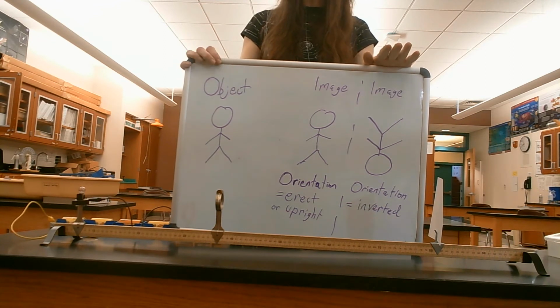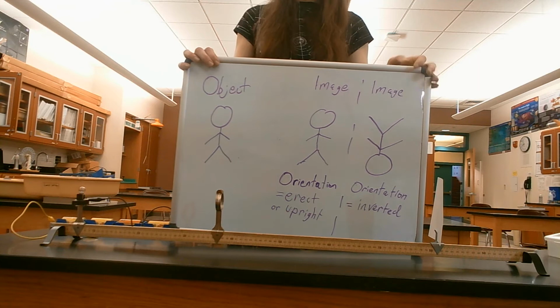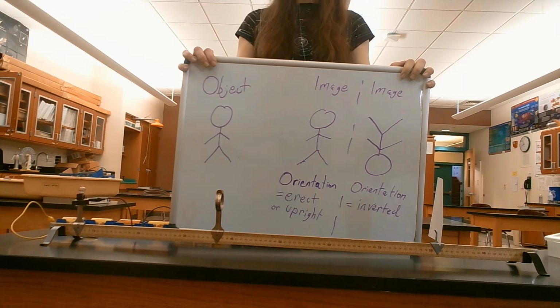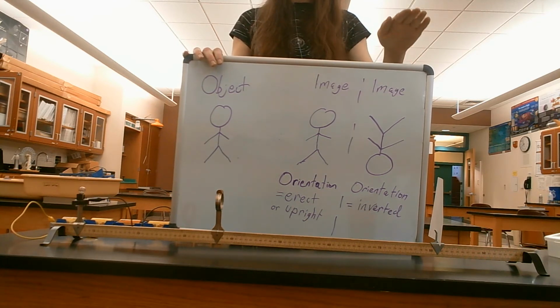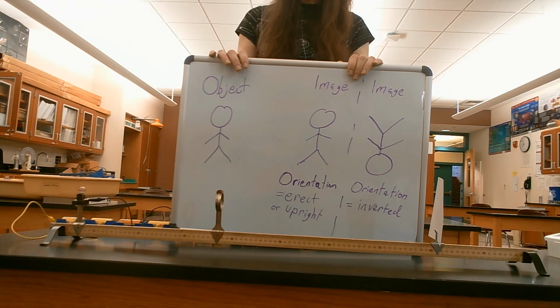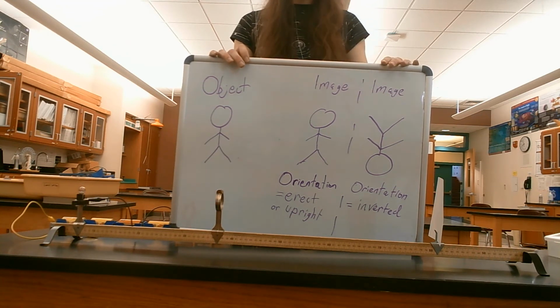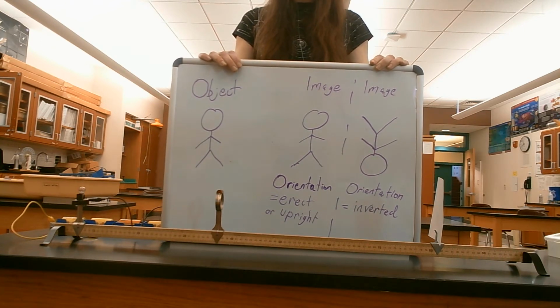So we're going to make a note in our descriptions about whether it's inverted or erect, or you could say upright. And we're going to make a note about whether the image appears to be larger or smaller than the object. And to give us some judgment on that, I'm going to hold a ruler next to each at the beginning. And we can make a note of that.